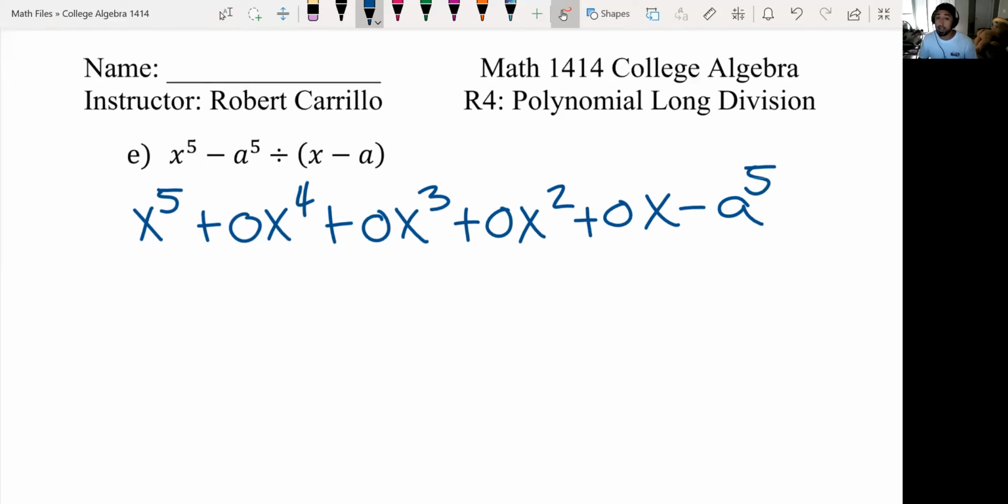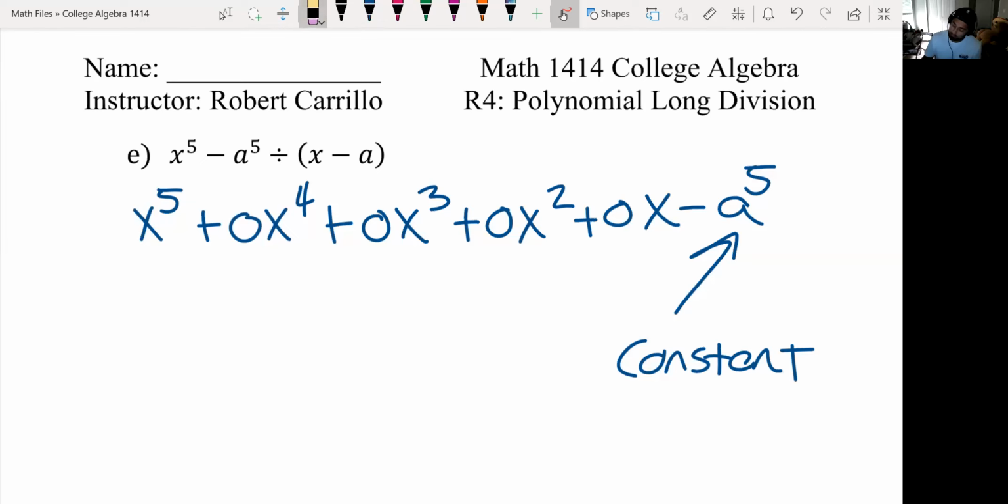You see how we're not accounting for the missing powers of A? And that is because that is considered a constant. There are no variables attached to that A. So A to the 5th is a constant. So we only need to account for missing powers of what? Missing powers of x. Okay.